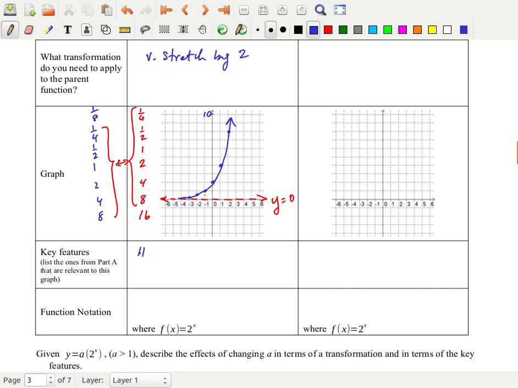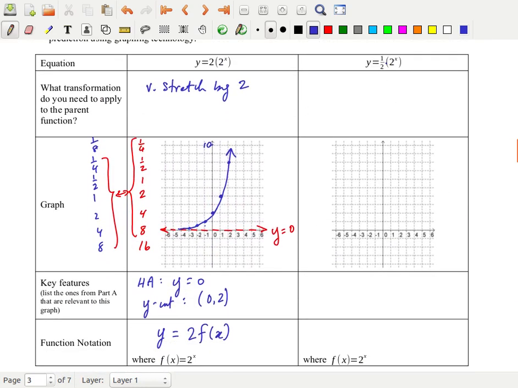Key features: horizontal asymptote hasn't changed, but it's always worth making note of. And the y-intercept has moved, or it's not so much moved as it is a new y-intercept. It used to be 0, 1, and now this has been stretched by 2, and so it's now 0, 2. Function notation, this would be y equals 2 f of x.